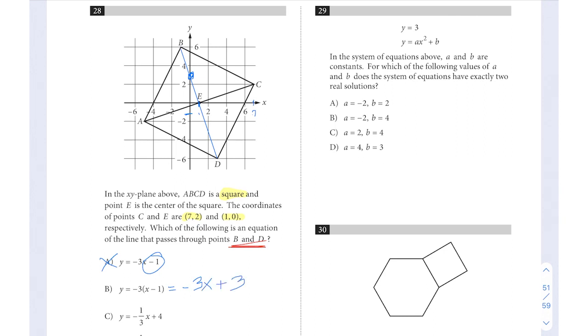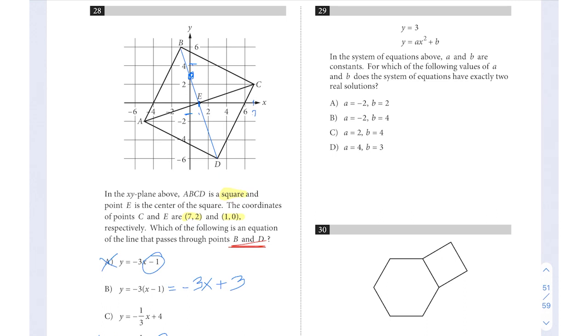For B, let's see what this looks like if we do distribute out that -3. This would be -3x plus 3. Well, that looks close, actually, for that y-intercept. So we might keep that one on the table. And then for C, that's a y-intercept of +4. It doesn't look like that's where it passes through, but it might not be enough to really confidently eliminate it. But then D, same as A, y-intercept of -1 is definitely nowhere near where that line crosses the y-axis.